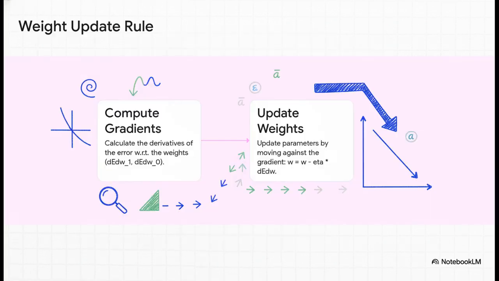So the whole process is beautifully simple, as you can see in these two steps. First, we calculate those gradients. That's our roadmap. Second, we update our weights by taking a tiny little step in the opposite direction of that gradient. If the gradient tells us this way makes the error go up, we just go the other way. This simple but incredibly powerful process is called gradient descent.